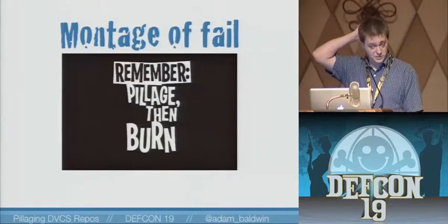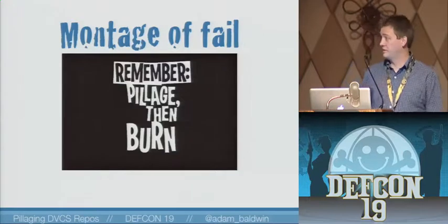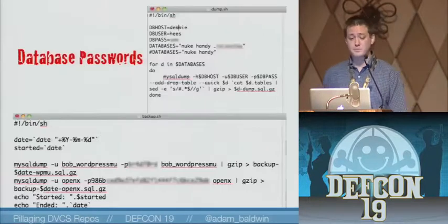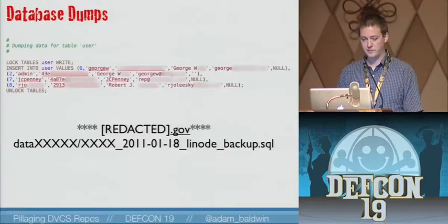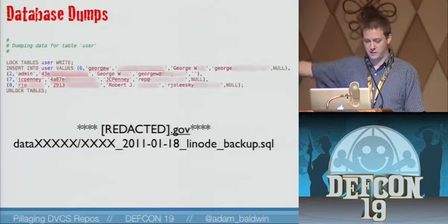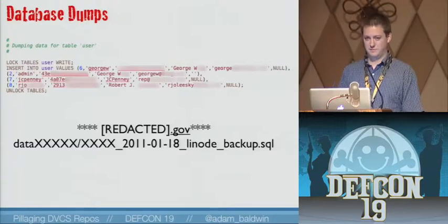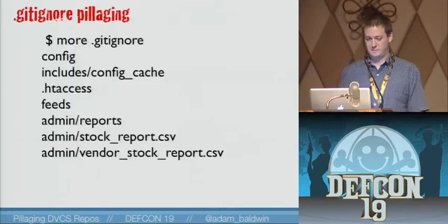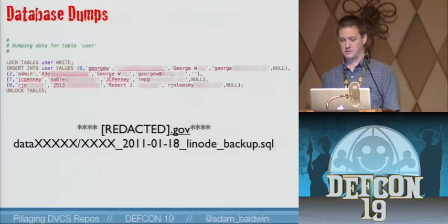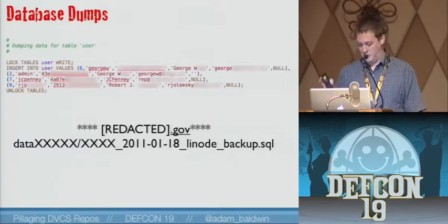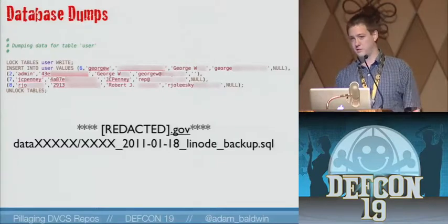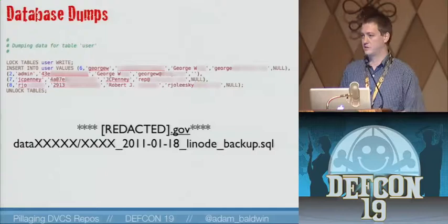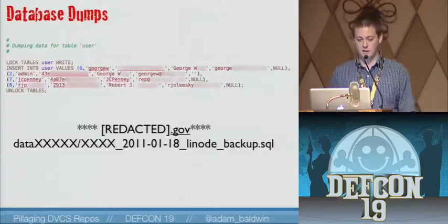So here's the epic fail montage. Remember, pillage, then burn. Just some of the really, really fun stuff that we found. Database passwords in shell scripts. Database dumps. That does not say .gov. Shh. As well as user tables. Absolute piles and piles and piles of SQL dumps that people had done and just said, oh, we'll check them into the repository and push them to our Git server because that's cheap backup and it's a really good idea.